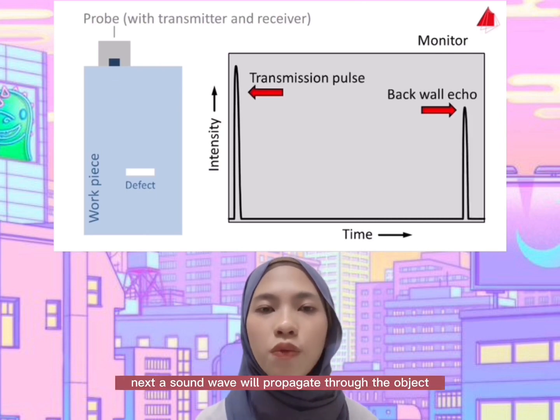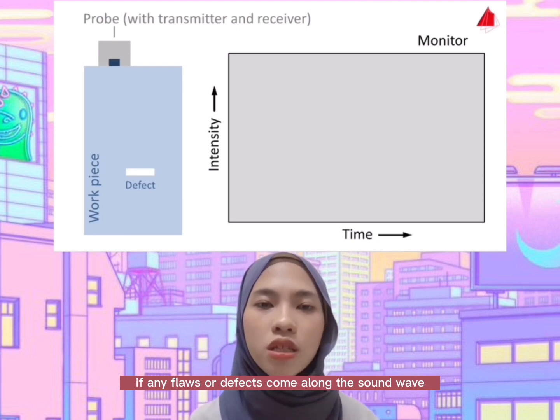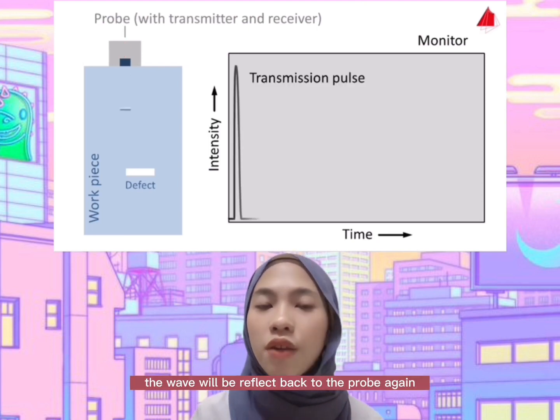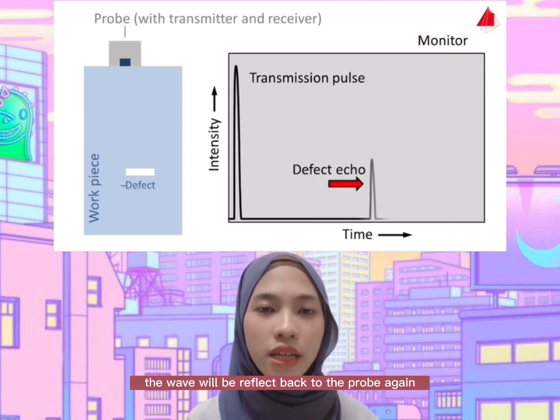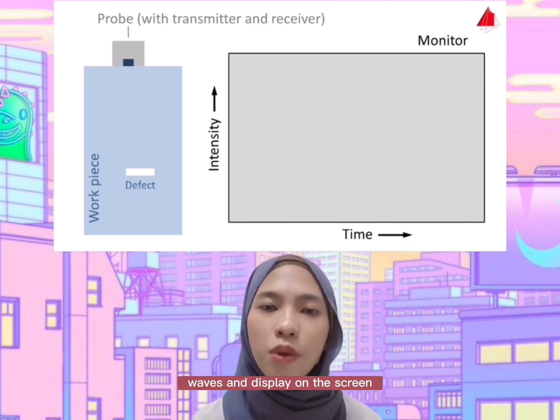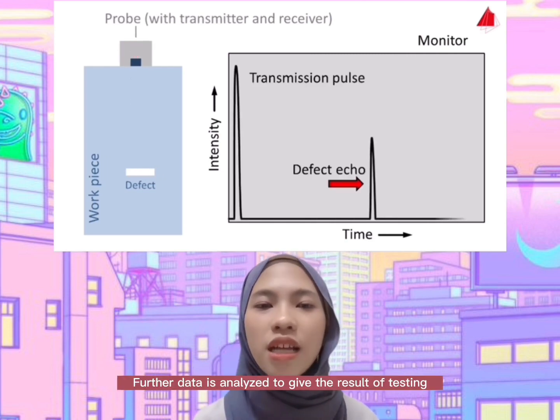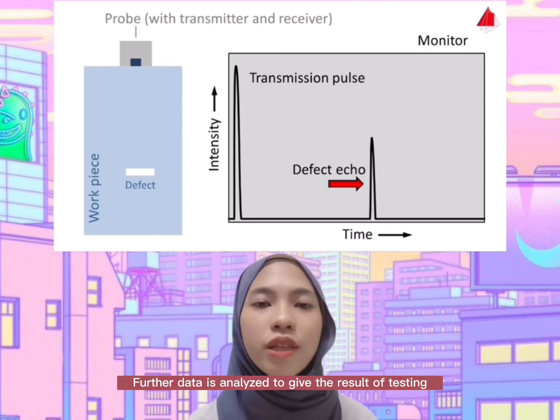Next, a sound wave will propagate through the object. If any flaws or defects come along the sound wave, the wave will reflect back to the probe. Again, those ultrasonic waves are converted into electrical waves and displayed on the screen. Last but not least, the data is analyzed to give the result of testing.